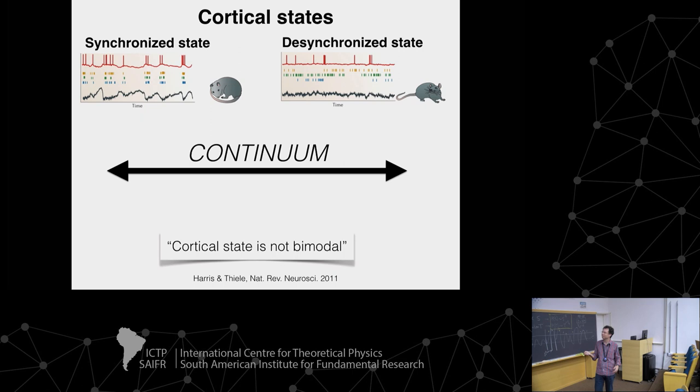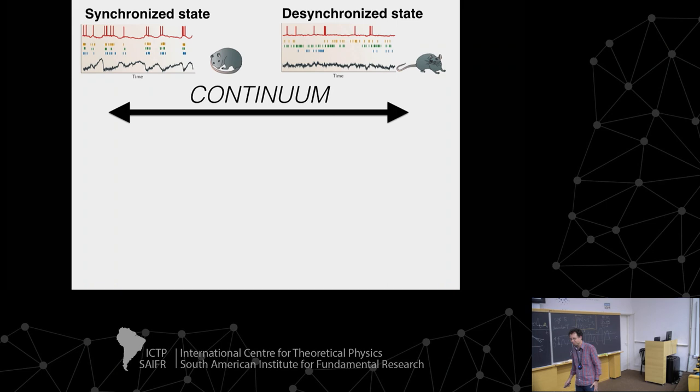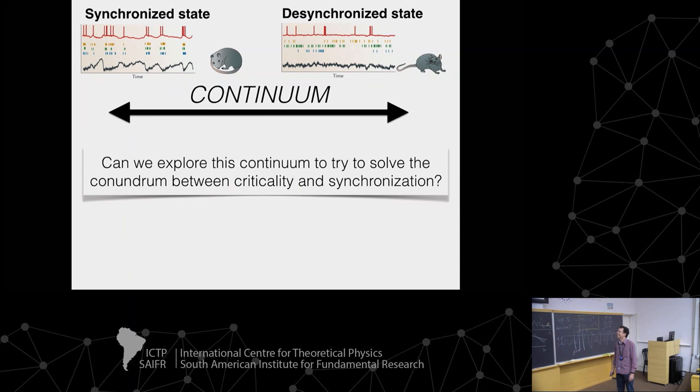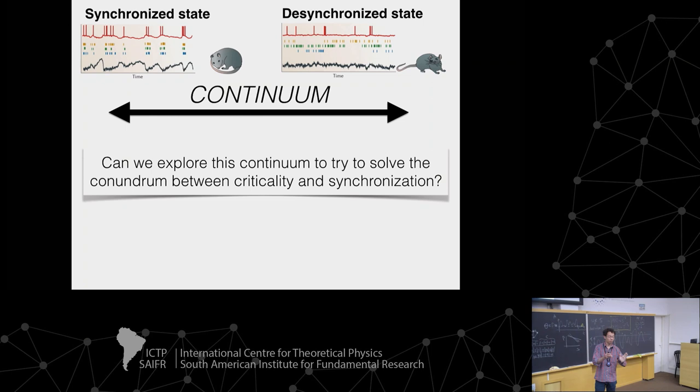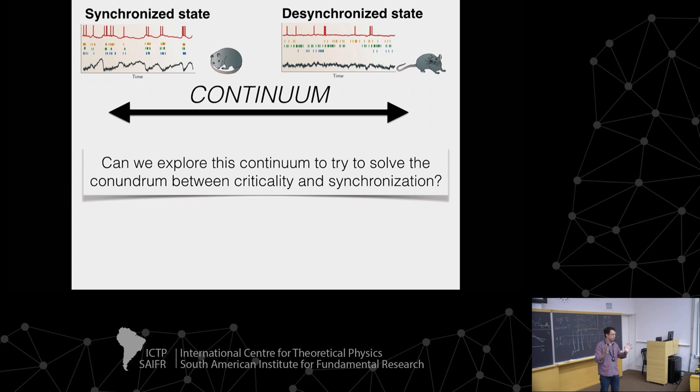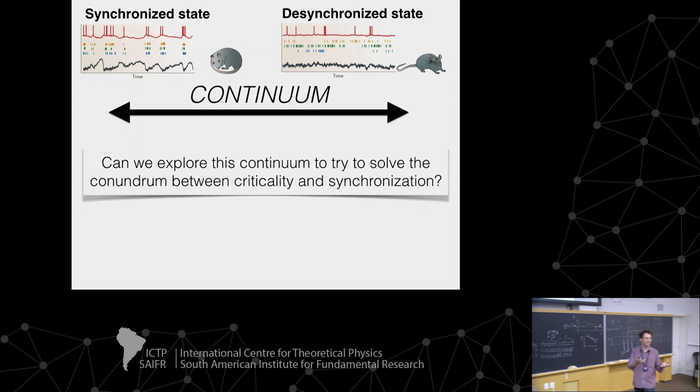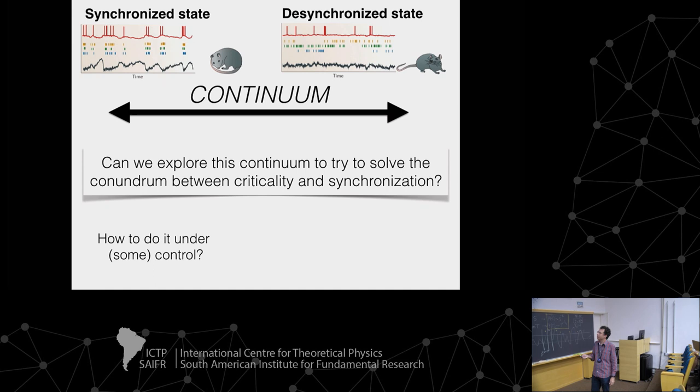So, given that, the question I would like to ask is the following. Can we explore this continuum to try to solve this conundrum between criticality and synchronization? The thing that appears in ketamine, xylazine anesthesia, for instance, these waves that keep appearing in the cross model, these oscillations that appear also in the EEG data, MEG data. This messy scenario in which we were left after all the things I said, can we try to solve it? And if we do, how can we do it under some kind of control?